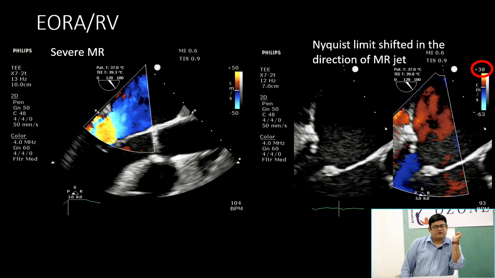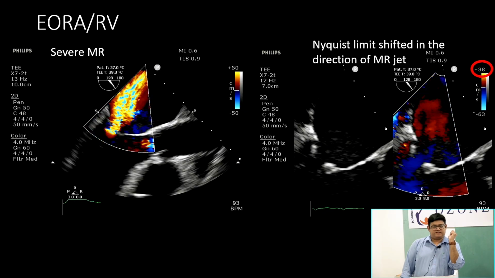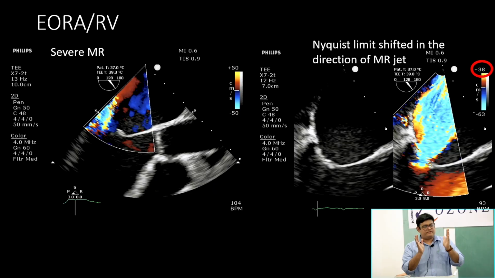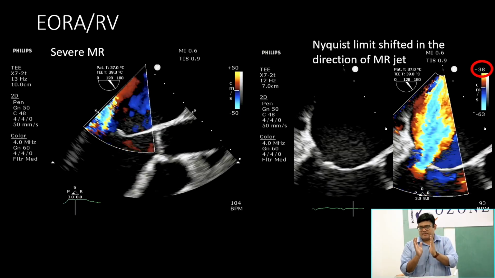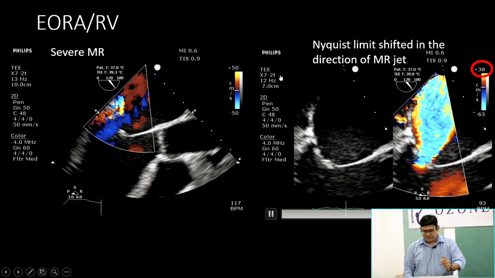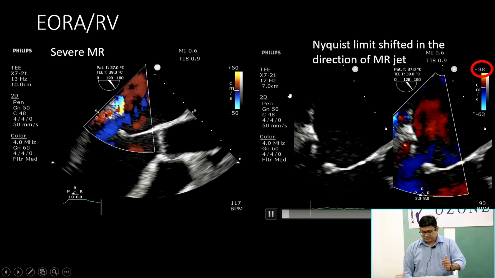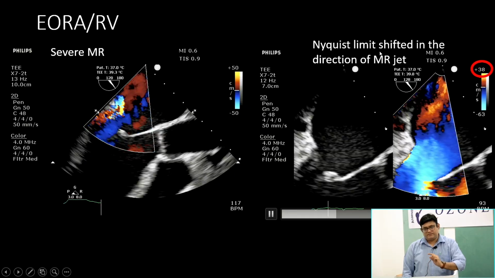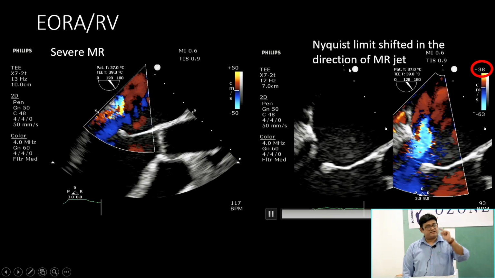Next is the effective orifice regurgitant area, or regurgitant volume. How do you do it? First you need to have a good zoomed view of the mitral valve color Doppler. Here you see a big jet coming out. This is my Nyquist limit. Now I shift the baseline of the Nyquist limit in the direction of the jet.